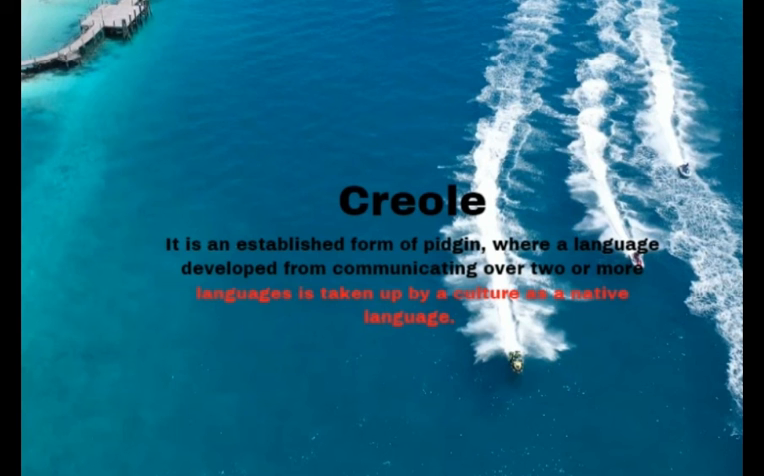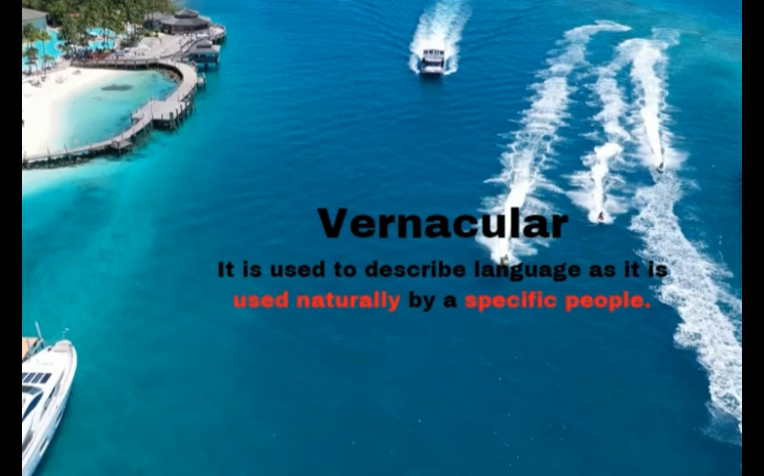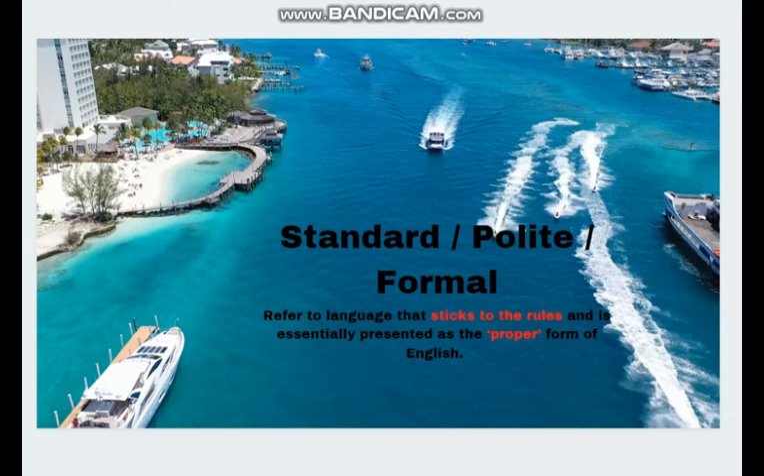Creole. A creole is an established form of pidgin, where a language developed from communicating over two or more languages is taken up by a culture as a native language. So, a creole, different to pidgins or dialects, will have unique rules with a full range of functions and may be thought of as a mother tongue. For example, English-developed creoles include Jamaican and Nigerian creoles. Vernacular is used to describe language as it is used naturally by specific people.